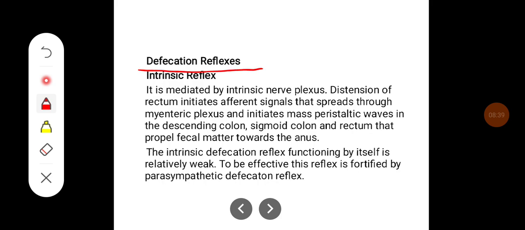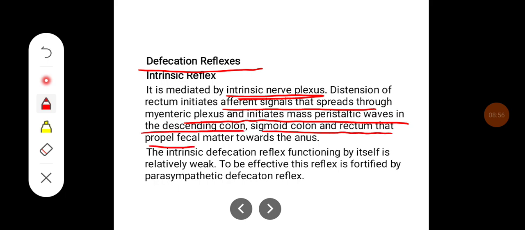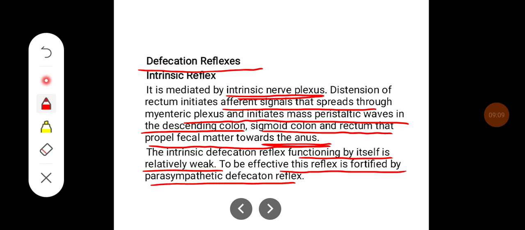Defecation reflex, that is the intrinsic reflex. It is mediated by intrinsic nerve plexuses. Distension of the rectum initiates afferent signals that spread through the myenteric plexus and initiate mass peristaltic waves in the descending colon, sigmoid colon, and rectum that propel fecal matter towards the anus. The intrinsic defecation reflex functioning by itself is relatively weak. To be effective, this reflex is fortified by the parasympathetic defecation reflex.